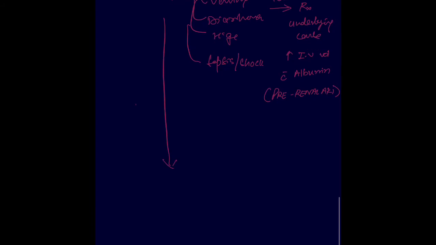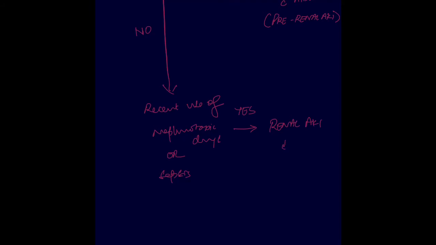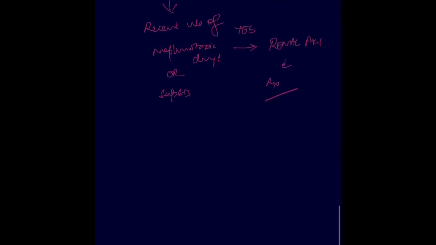If there is no extracellular fluid loss, look for any recent use of nephrotoxic drugs, or look if patient is in sepsis. If any of these conditions fit, if the answer is yes, this fits into the category of renal AKI, and treat accordingly. Treat sepsis with antibiotics and withdraw nephrotoxic drugs. Treat accordingly. Okay. This is renal AKI.